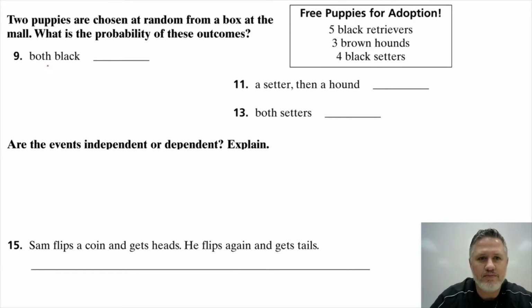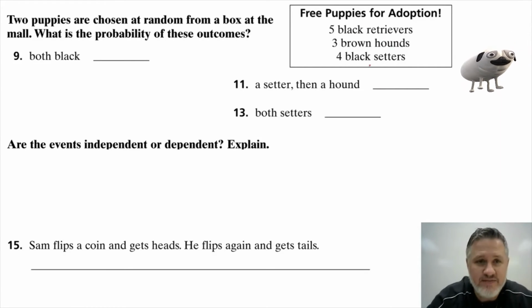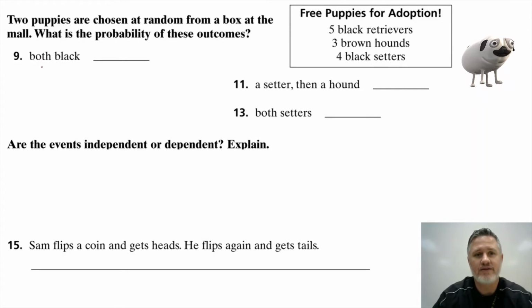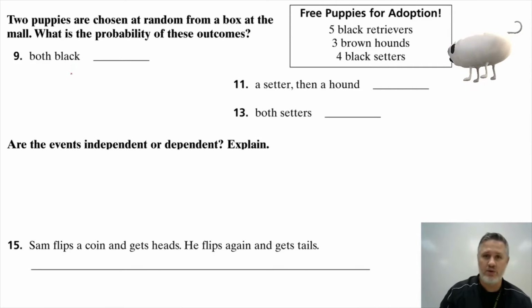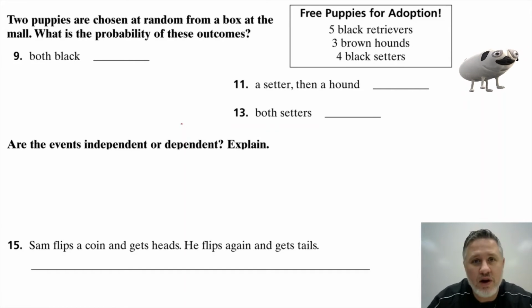Number 9, you're picking both black dogs. So imagine, here's the deal. You're at a dog shelter, and you're getting a dog, and these are all the dogs they had there. They had 5 black retrievers, 3 brown hounds, and 4 black setters. Well, what's the probability that they're both black? Like, let's say 2 people walked in, and they both picked a black dog. Well, they're not going to pick the black dog and put it back.